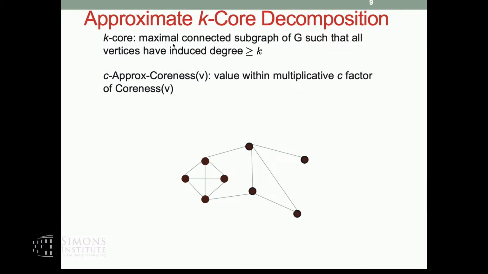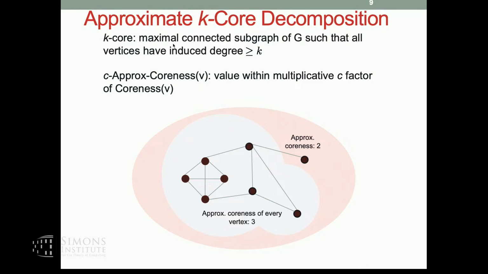Okay, so it turns out that exact k-core decomposition is pretty hard to parallelize. And furthermore, in many applications, you don't really need an exact k-core decomposition. So we decided to look at this approximate k-core decomposition problem. The definition of k-core is still the same. It's just that the coreness values we return are approximate. So we return these c-approximate coreness values, where the values are within a multiplicative c factor of the true coreness.